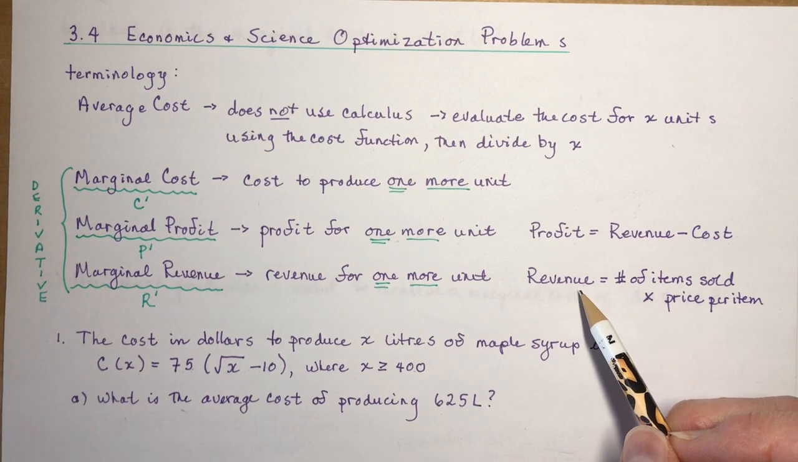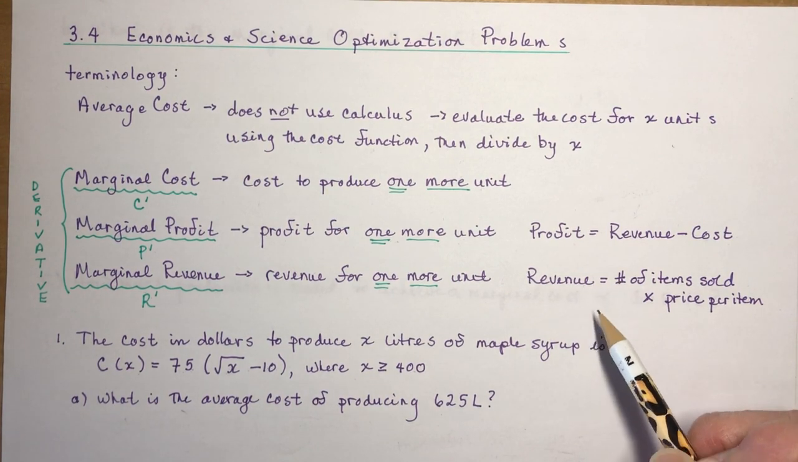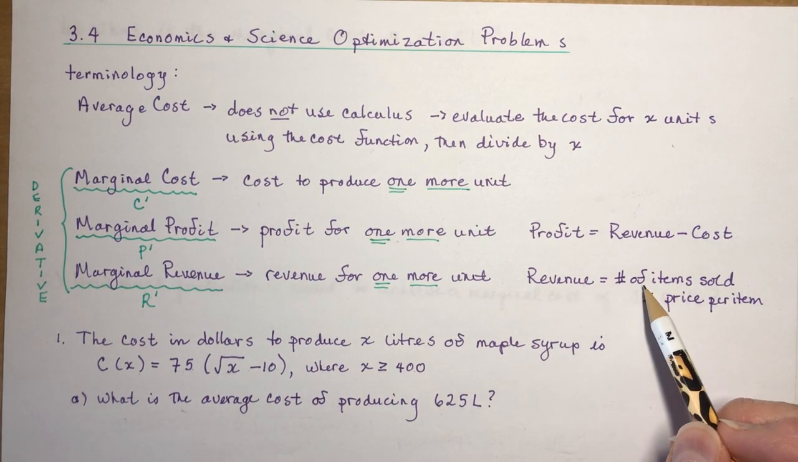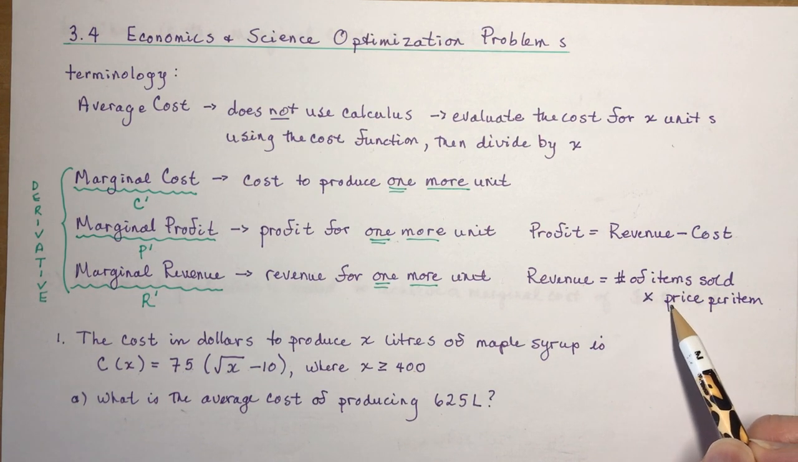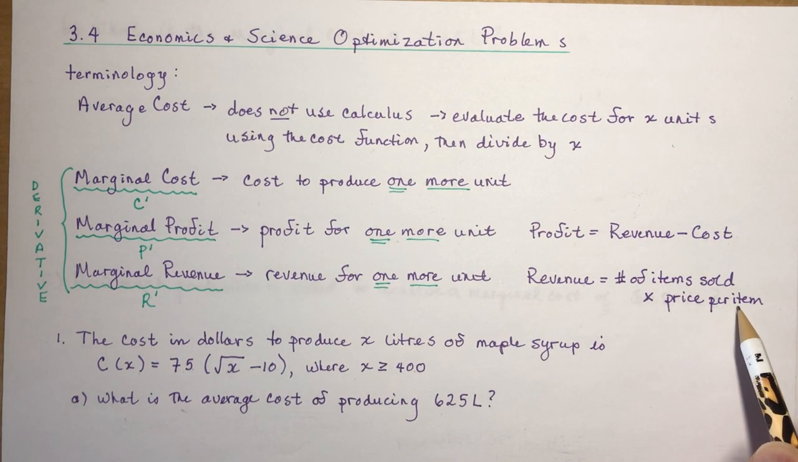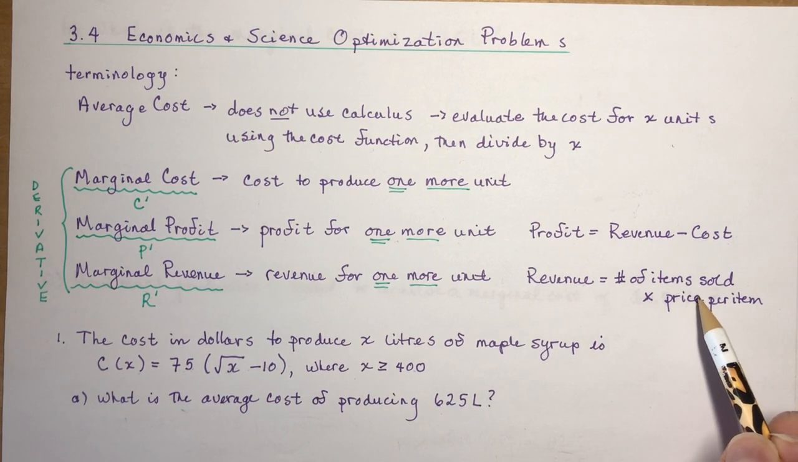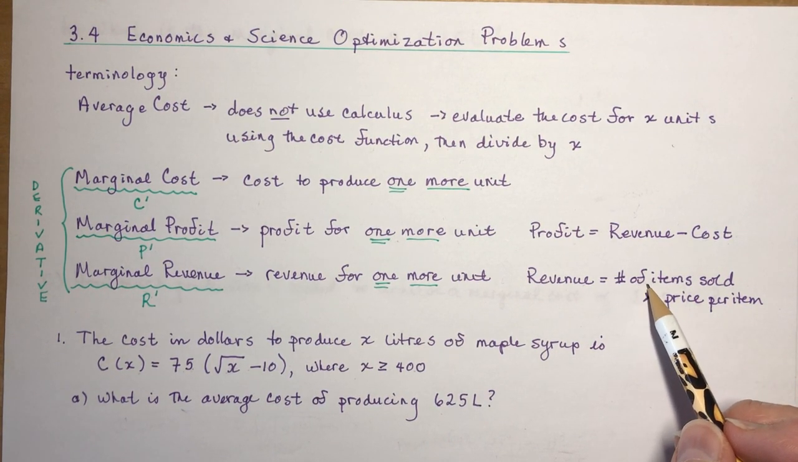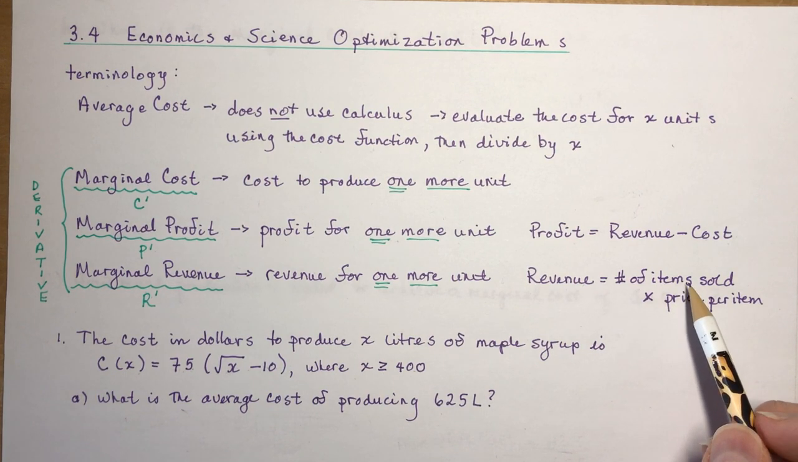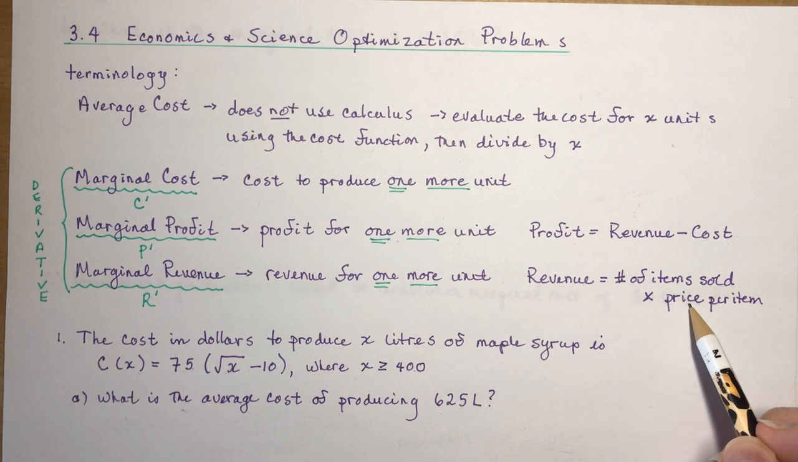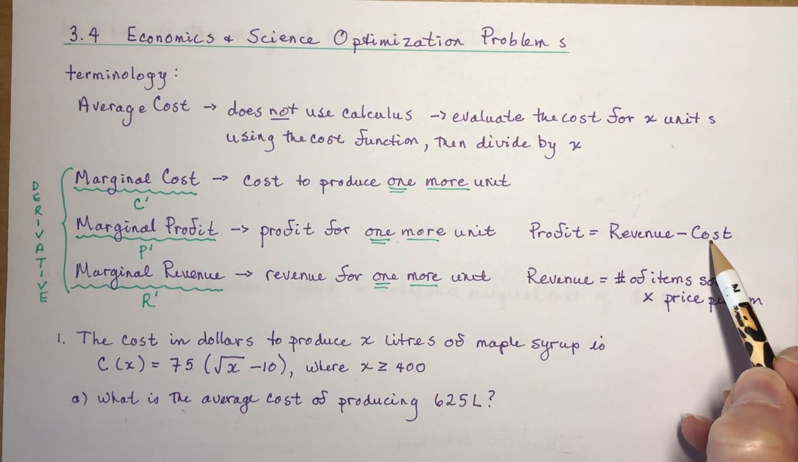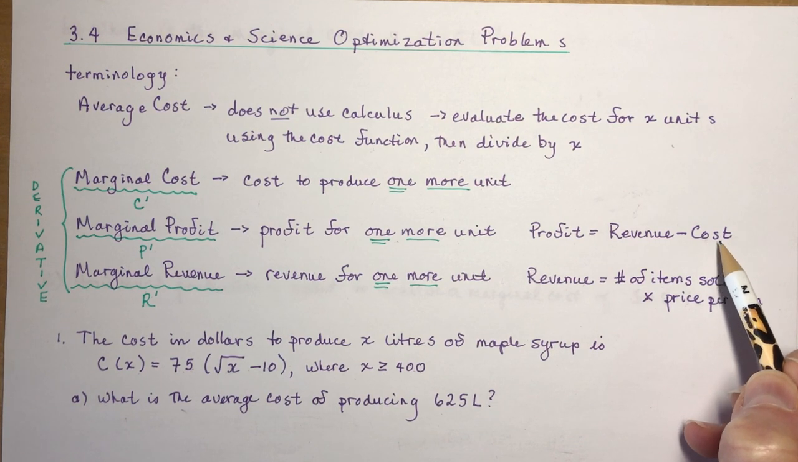Now, it's important that you understand what revenue and profit are. Revenue is the number of items sold times the price per item. So basically, this would be like you having a lemonade stand as a child, and you sold 100 cups of lemonade at $1 each, and you made $100. And you think that's what your profit was because you're a child and you don't understand that there was cost involved in making that lemonade, right?